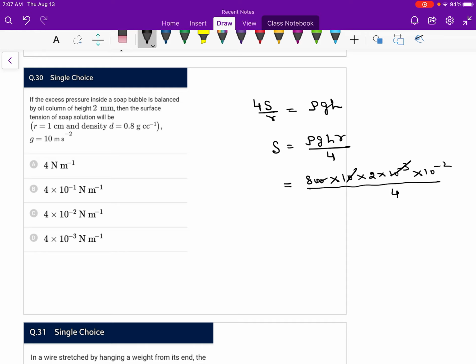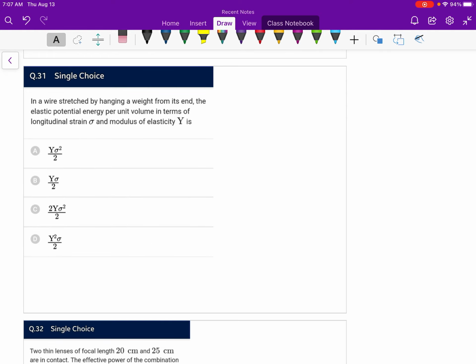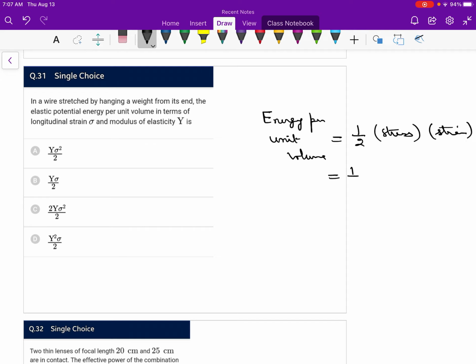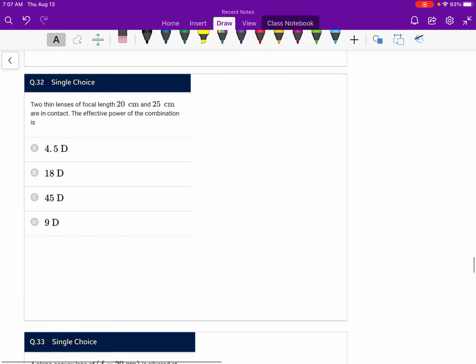So 10 to the power minus 3. So this is 16. 4 into 10 to the power minus 2, so 4 into 10 to the power minus 2 Newton per meter. Wire is stretched by hanging this, strain is this, Y is this, then the energy per unit volume is half into stress into strain. Stress is strain into Y, so this is half sigma Y into sigma, so sigma square Y by 2. So A is the correct option.